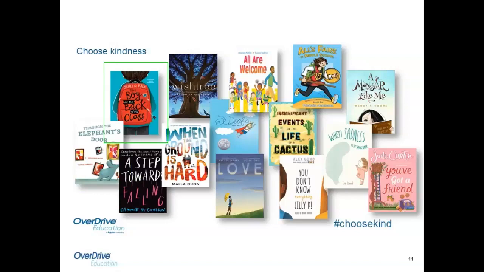And then finally, When the Ground is Hard by Mala Nunn is a YA fiction book. After being suddenly dumped by her best friend, Adelaide finds herself rooming with a school pariah at their Swahili boarding school. At its core, the story is actually a murder mystery, but it touches on themes of bullying, friendship, race, and class. And that one will be coming out in June of 2019 this year.